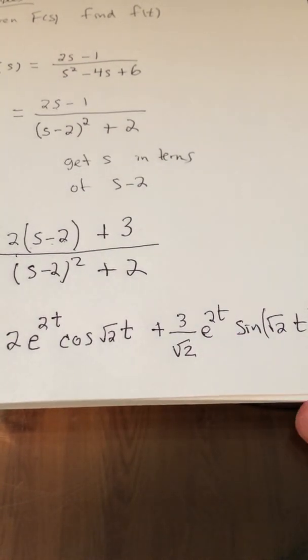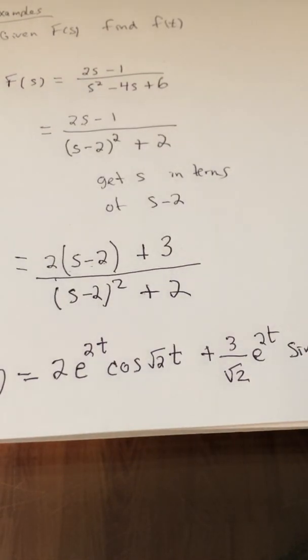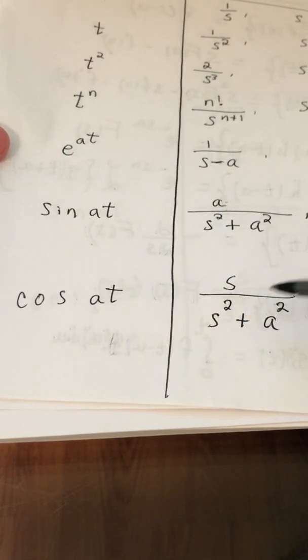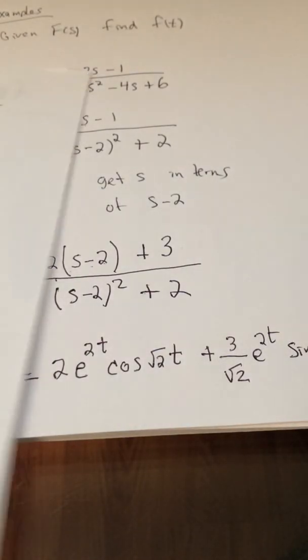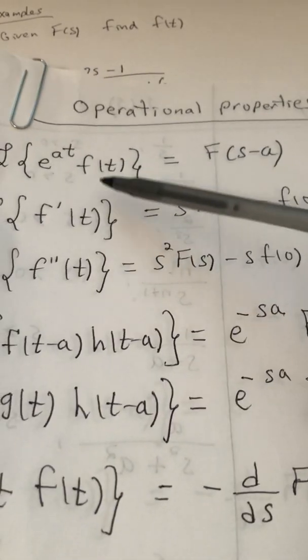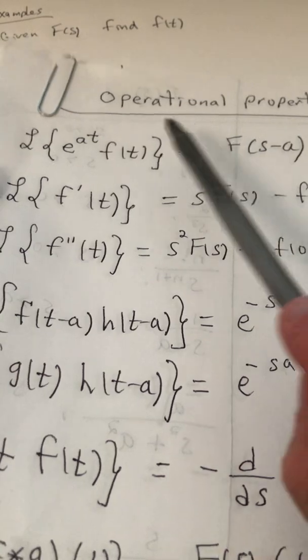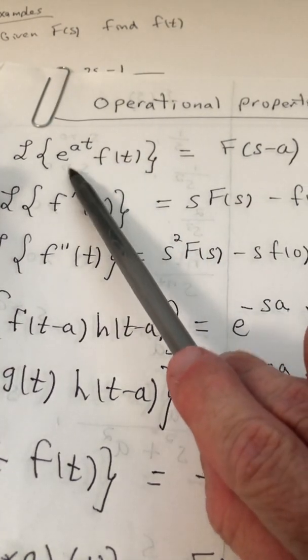So it's actually very simple. We made use of these two entries in our table, and we used this operational property. Okay, replacing s with s minus a corresponds to multiplying by e to the at.